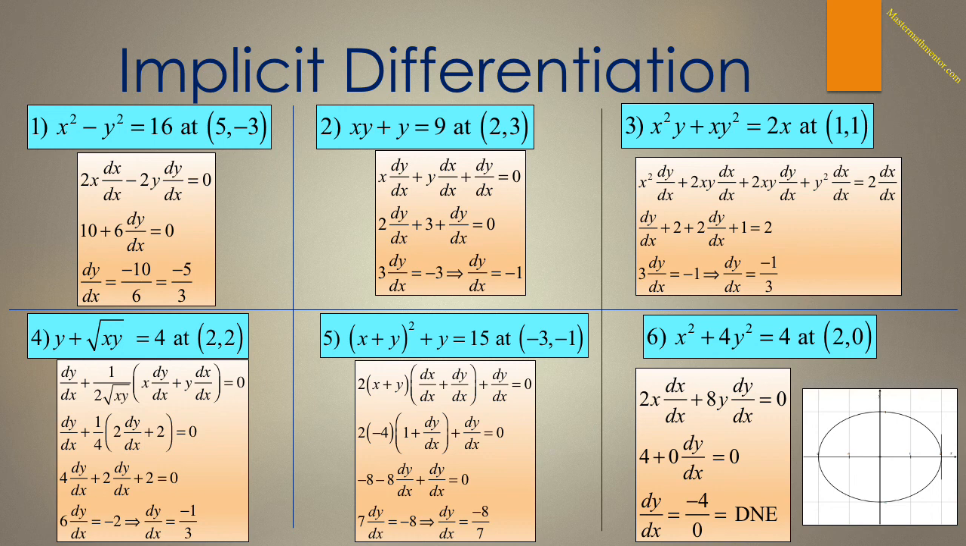This is confirmed graphically. The graph of the equation is an ellipse, and at the point (2, 0), the tangent line is vertical, and vertical lines have slopes that do not exist.